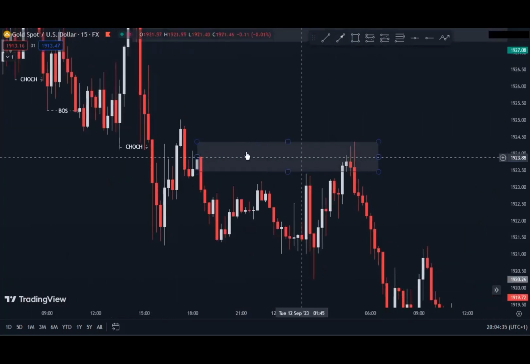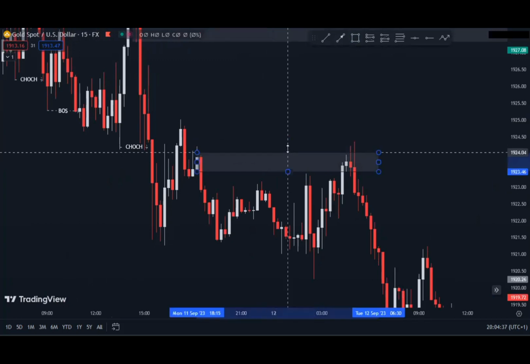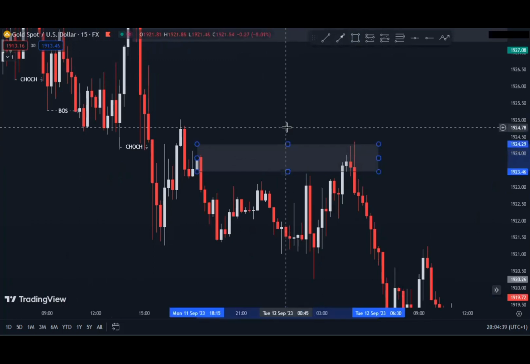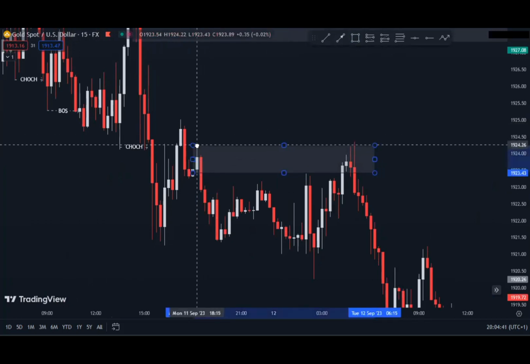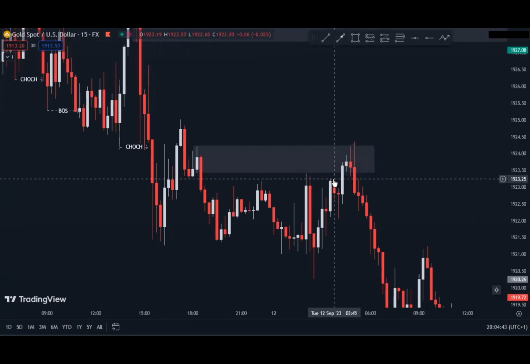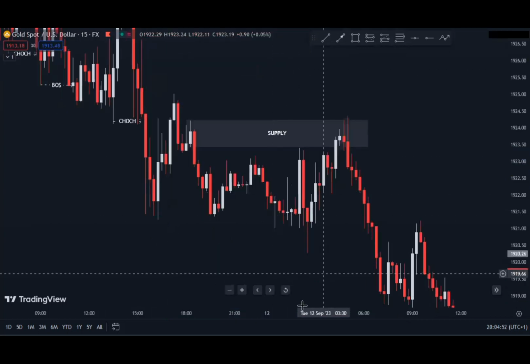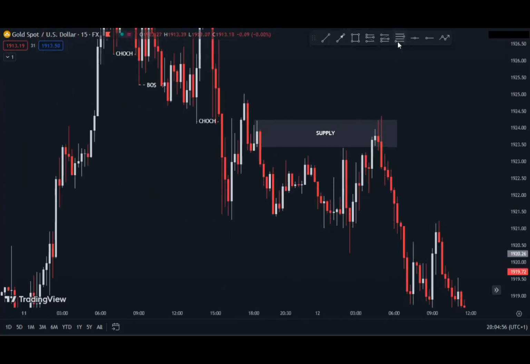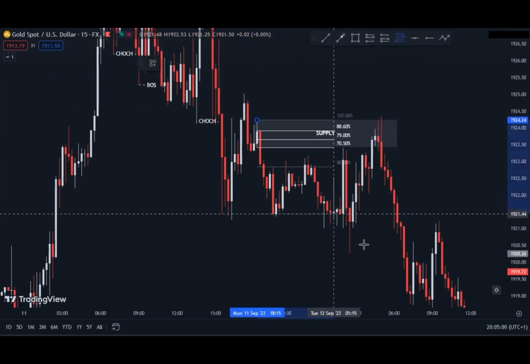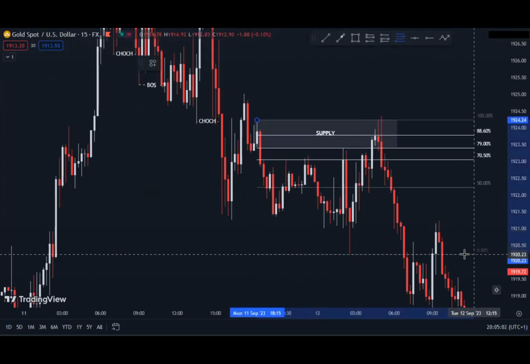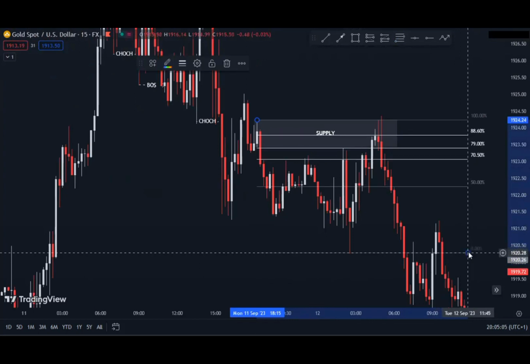So let me reduce this. Okay, so now this will be our demand zone. Supply zone here. Now we'll take our Fibonacci extension from here down to this zone here, this first one here.